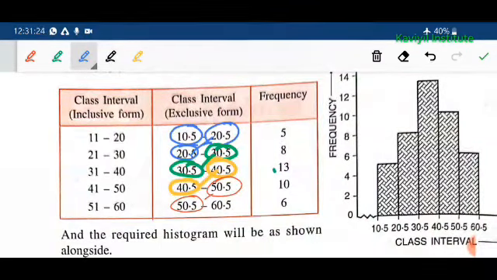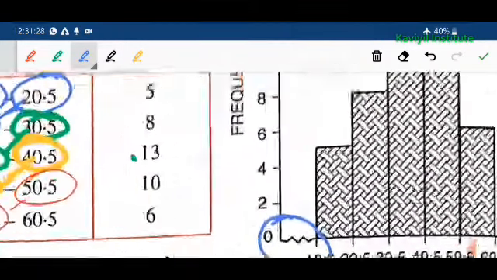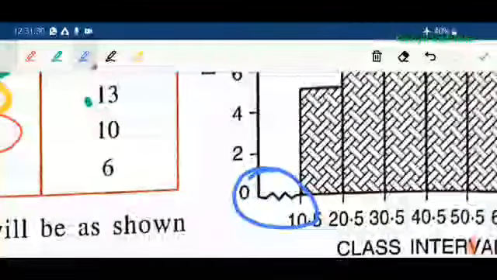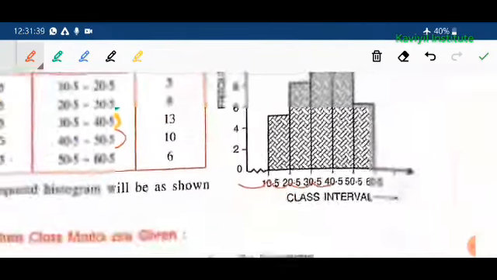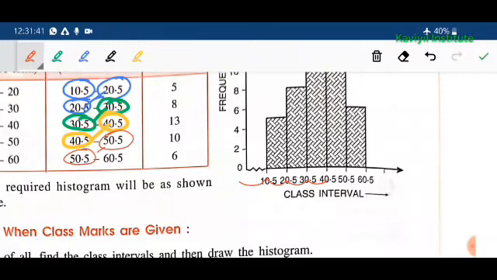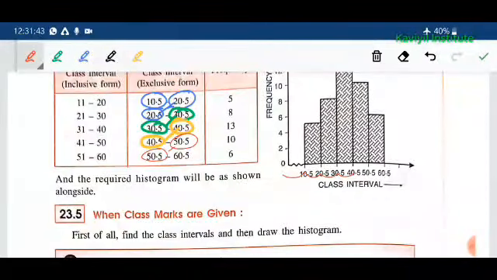Now we can easily draw it. We are folding because the starting area is not there, so we draw a zigzag line and fold it. After folding it, we draw 0 to 10.5, 10.5 to 20.5, 30.5, 40.5, and it goes on. And we mark the frequency accordingly. I hope these things are clear to you.